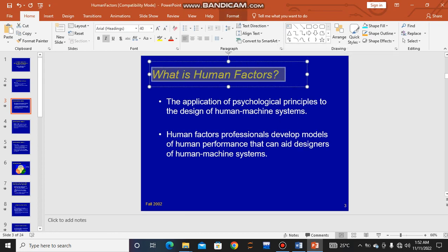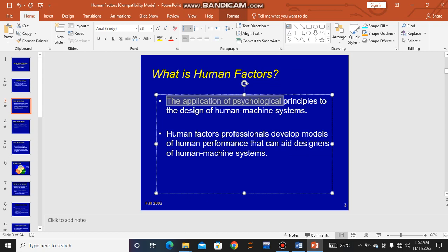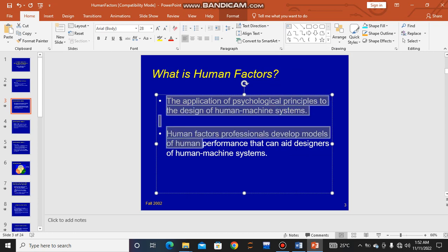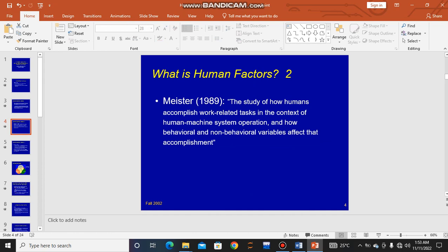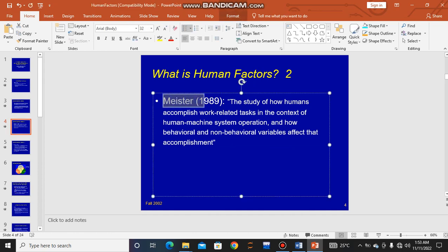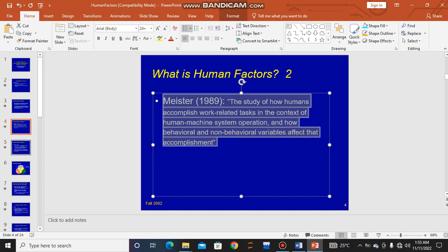As I have explained before, human factors is the application of psychological principles to design human-machine systems. Human factors professionals develop models of human performance that can aid designers of human-machine systems. After that, what is human factors? The next slide is Meister 1989: the study of how humans accomplish work-related tasks in the context of human-machine systems operation, and how behavioral and non-behavioral variables affect the accomplishments.